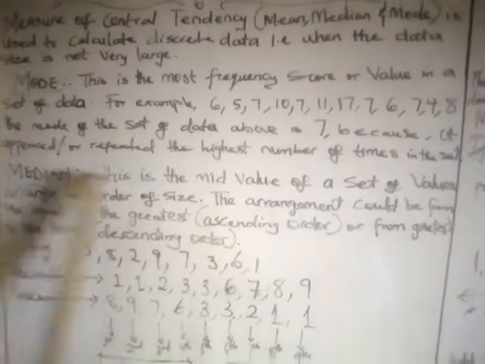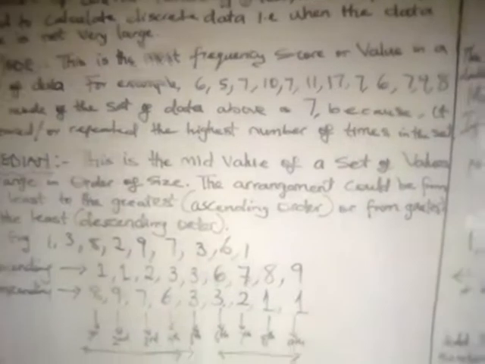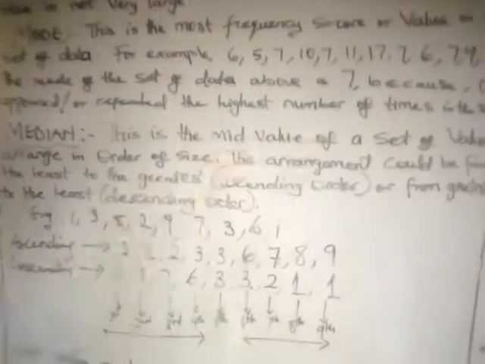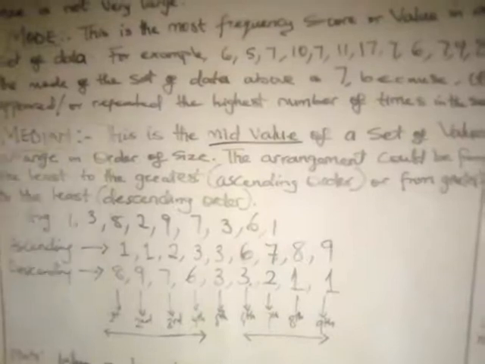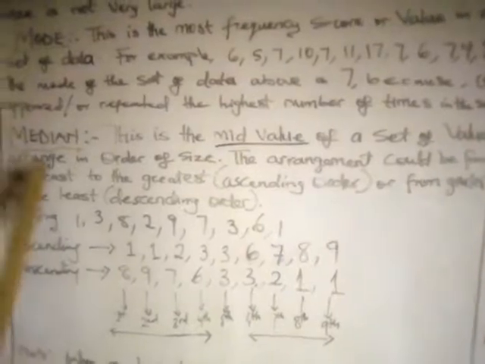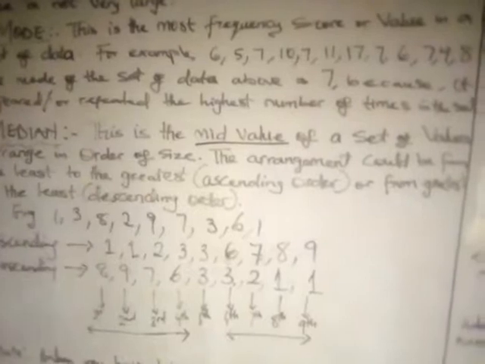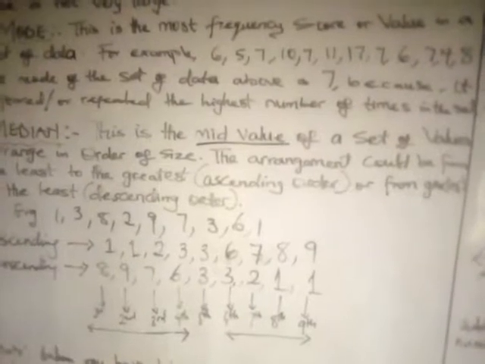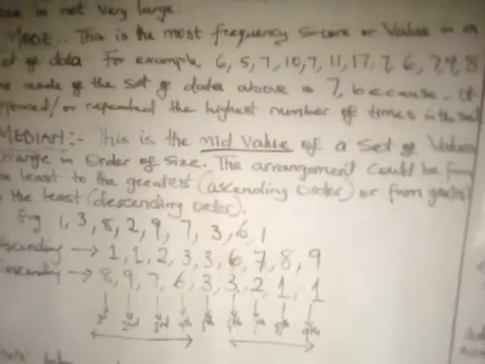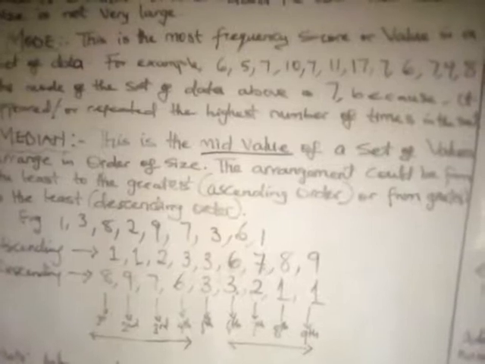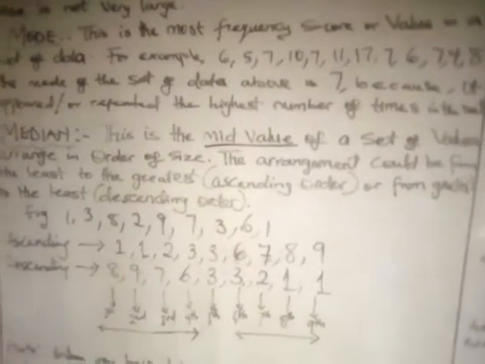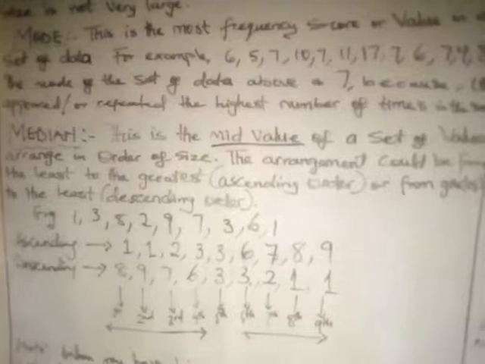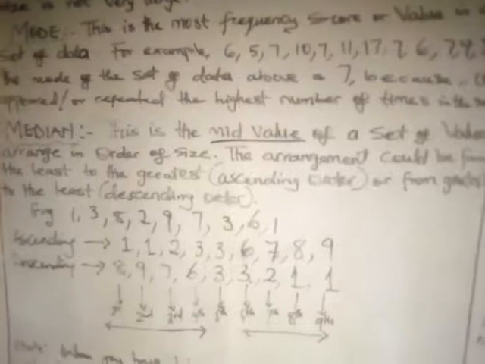So median, this is the mid value of a set of values. The mid value of a set of values arranged in order of size. That means you have to do what? A set of values is given to you as a set of data. What you need to look at first of all is, how do I arrange this set of data? Do I arrange it in ascending order or descending order?